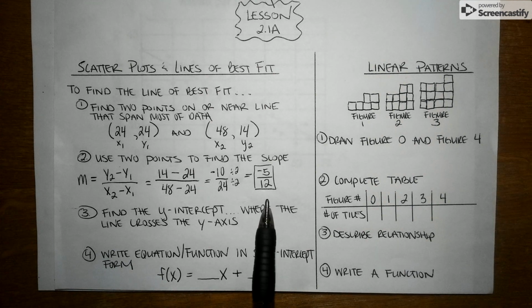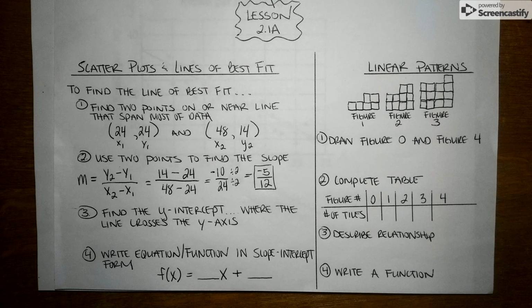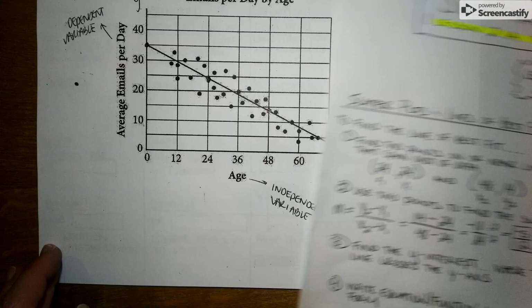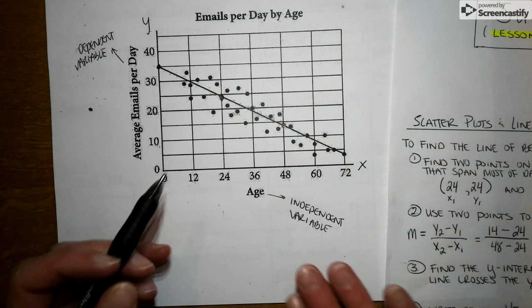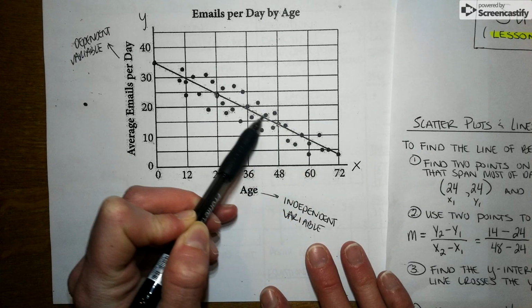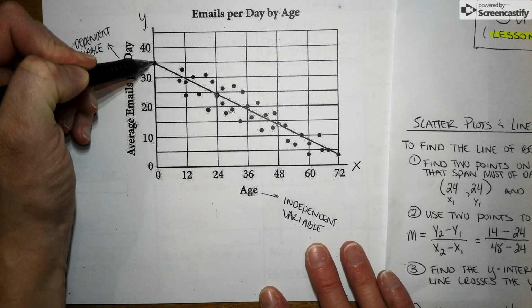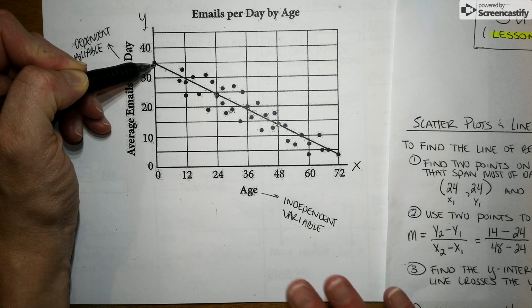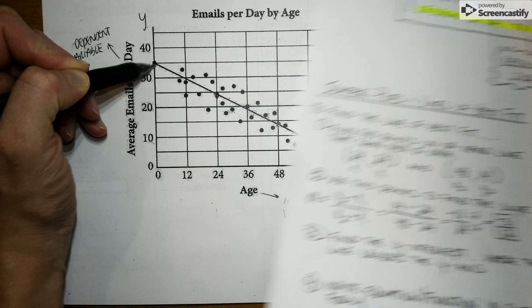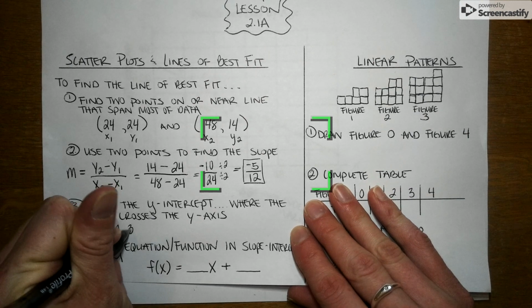After we determine the slope, the next part is to find the y-intercept. That means where the line crosses the y-axis. In order to find where the line crosses the y-axis, I need to go back to my lovely graph. When I look at my line of best fit that was already drawn in for me, if I follow this line and look to see where it hits the y-axis, it looks like it hits exactly at 0, 35. So where it hits the y-axis is at 0, 35.